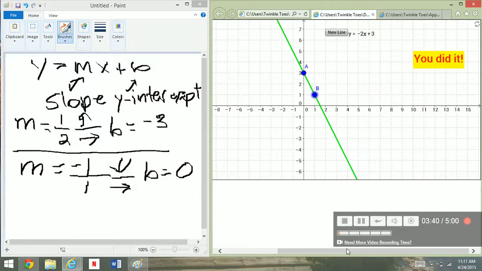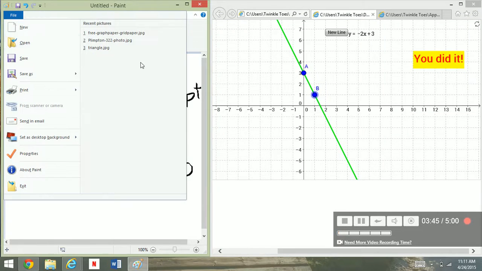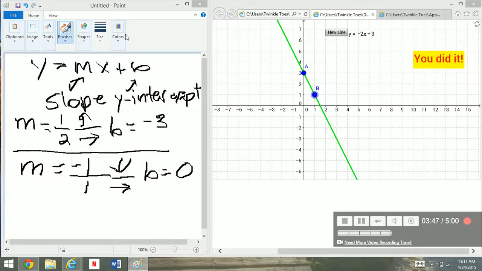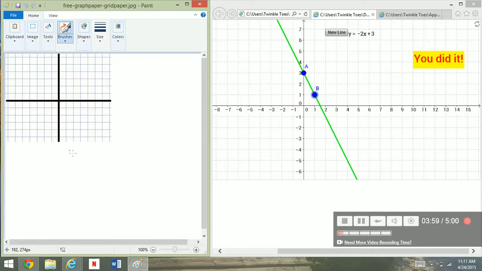So at your seat, get a piece of graph paper. And I'm going to have you graph an equation on your graph paper, just like we did on the application. So on your graph paper, let's graph an equation. Let's do y equals 3/4x minus 2. So our first point will be at -2 on the y-intercept.